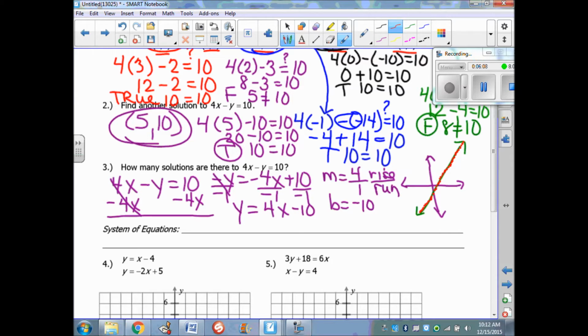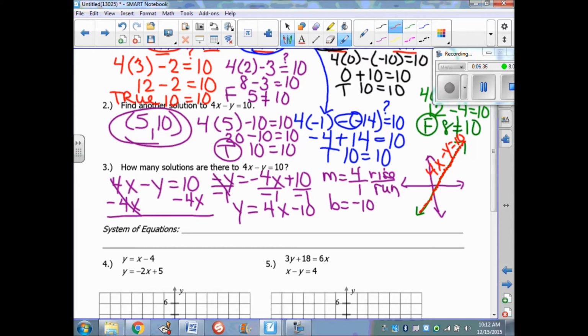They're all solutions to the equation 4x minus y equals 10. How many points did I just put in red on that line? You can't even count them. So how many solutions are there to 4x minus y equals 10? Again, how many points did I just put? And I could put some more on there.